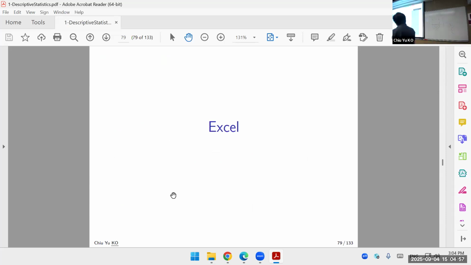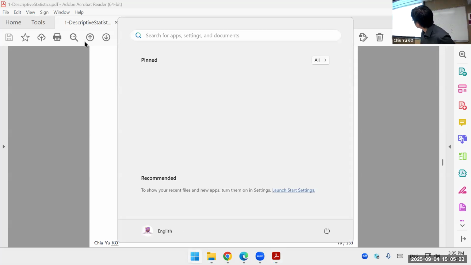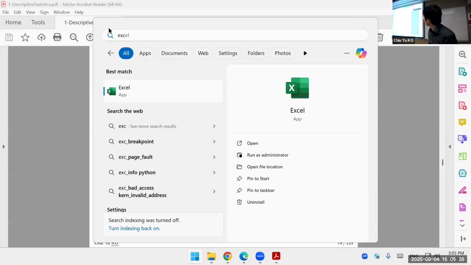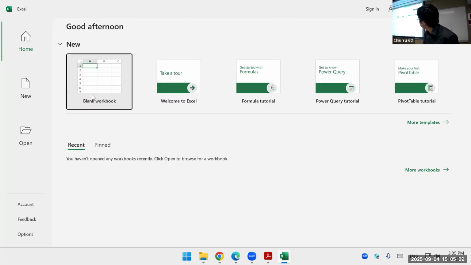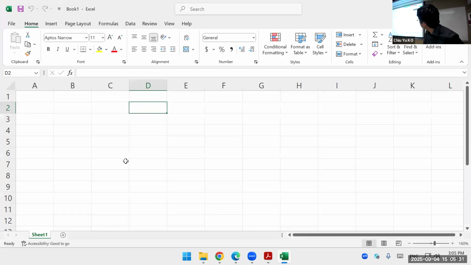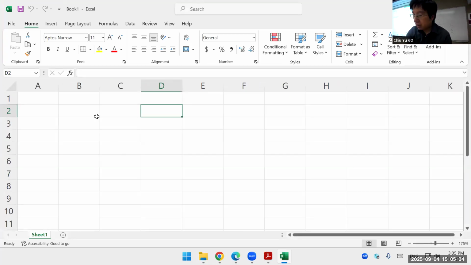So Excel, I hope you have installed Excel in your lab, on your MacBook, your iPad. Your phone also works, so the phone is also doable. So we start from scratch. Let me open Excel. As I said, I assume zero knowledge, so I start from scratch.